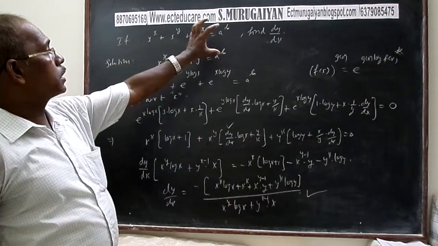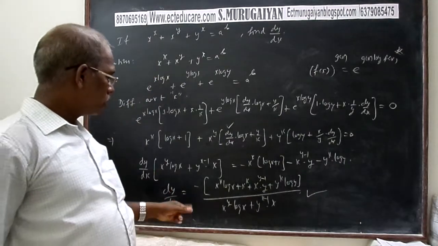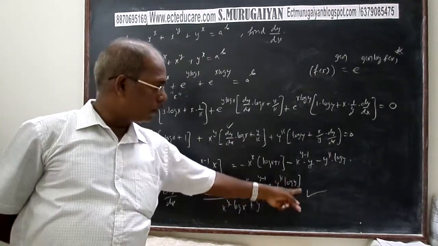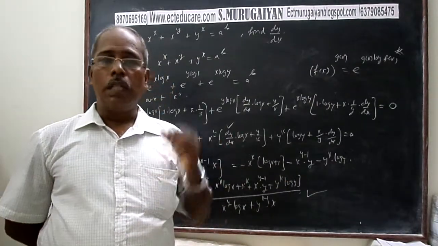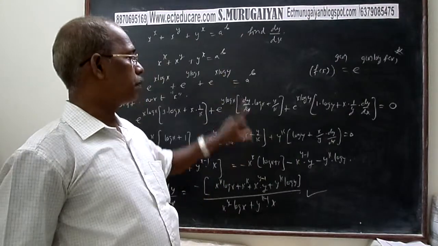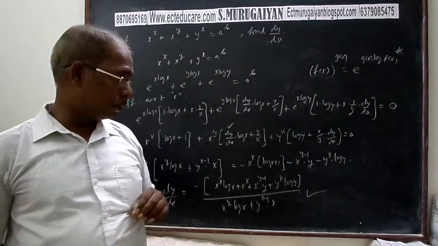The given function is implicit, and here dy by dx is also written in the form of implicit functions. So dear student, we are going to discuss one more similar problem to find dy by dx from an implicit function. Keep watching.